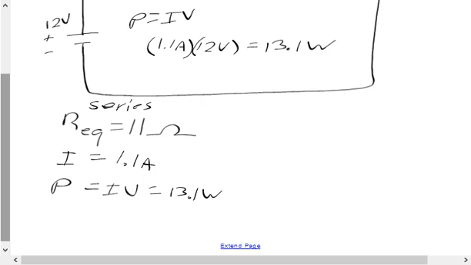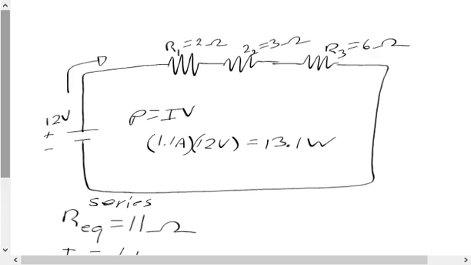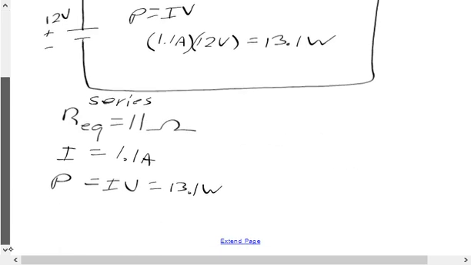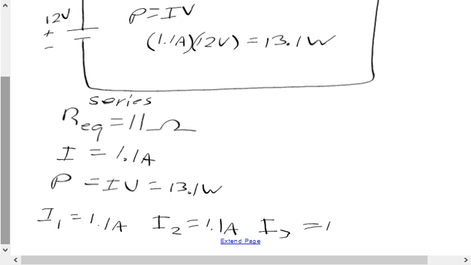Namely, I can ask about each specific resistor. So firstly, I can ask about resistor 1. How much current is going through each resistor, and what's the voltage drop across each resistor? Well, as I said before, the current is the same for all resistors. So the current for resistor 1 is equal to 1.1 amps. The current for resistor 2 is equal to 1.1 amps, and the current for resistor 3 is equal to 1.1 amps. It's the same for all of them.